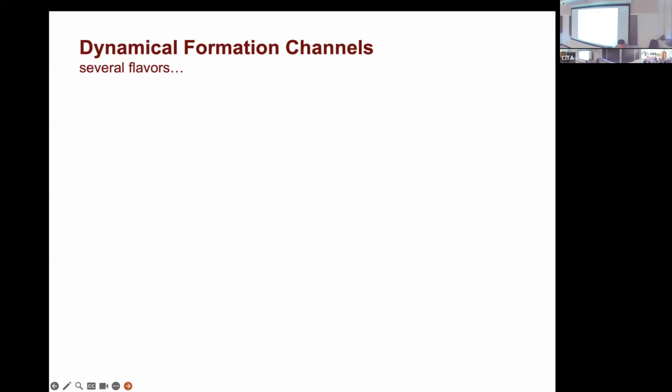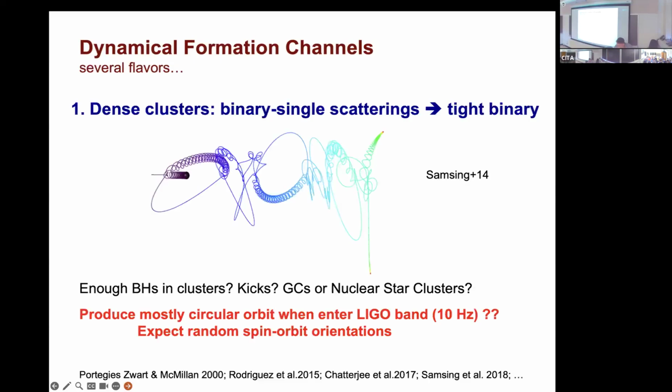Now the dynamical channel is something I want to focus on. A pointer I can use, maybe I try to understand, but it's hard to find. It's fine. I can. Okay.